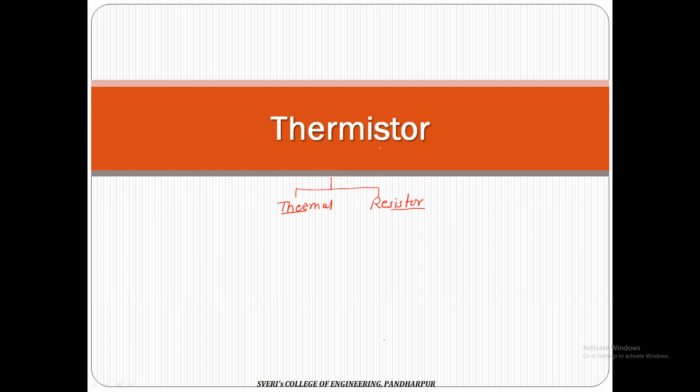It means that this is one type of resistor whose resistance depends upon the thermal energy. It means heat energy, temperature. Due to the temperature, if the resistance of the resistor is going to be changed, then it is called a thermistor. These are the basic things related to this thermistor.